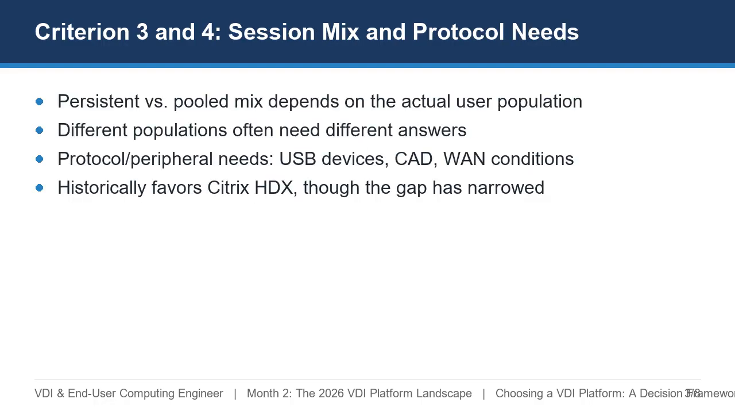The third criterion is the persistent versus pooled mix, which depends entirely on the shape of the actual user population, and it often produces different answers for different groups within one company. The fourth is protocol and peripheral needs. Specialized USB devices, high DPI CAD work, or difficult WAN conditions have historically favored Citrix HDX, though RDP ShortPath and Blast Extreme have closed much of that historical gap.